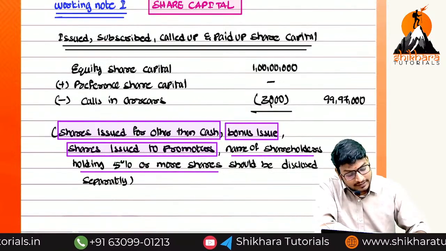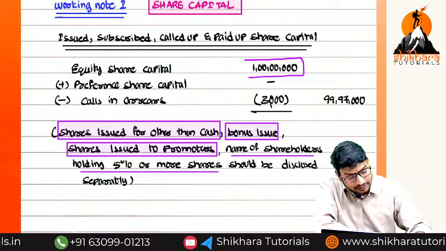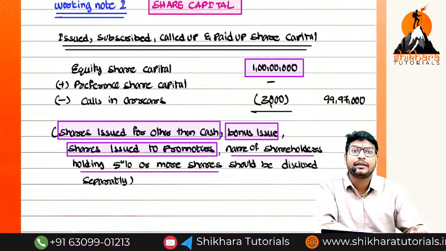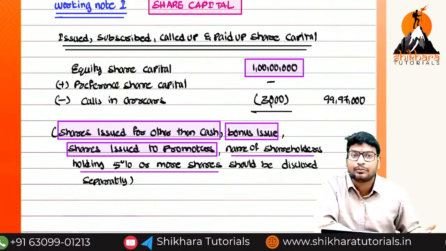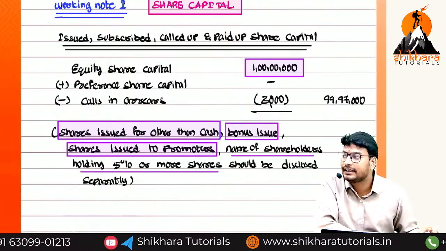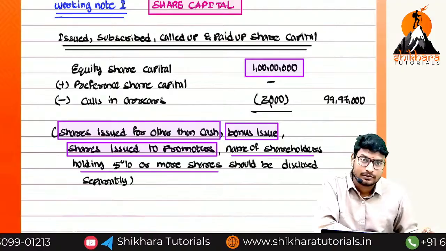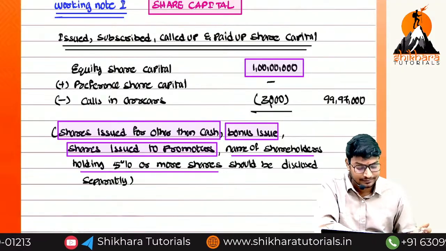That means here we should not include these; we need to disclose them separately also. Then only we can understand whether there is any bonus issue or whether there is any issue other than cash. So these are the items.